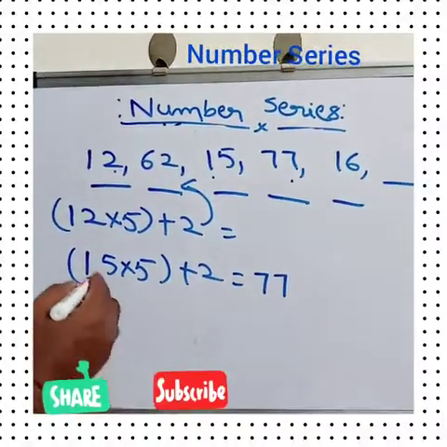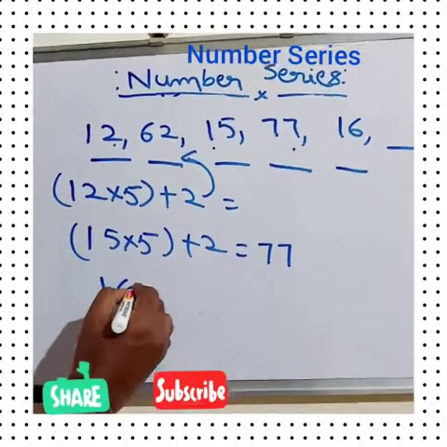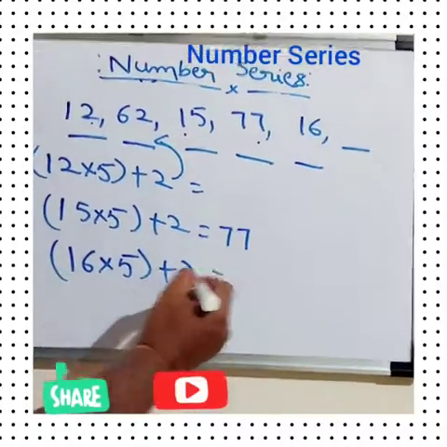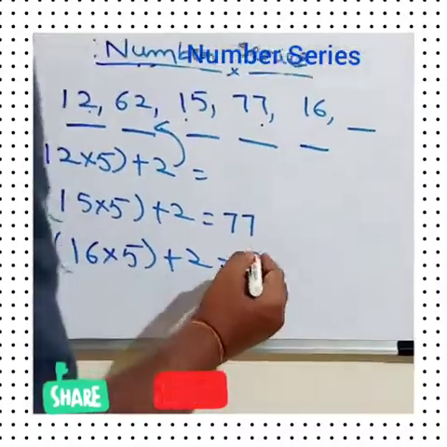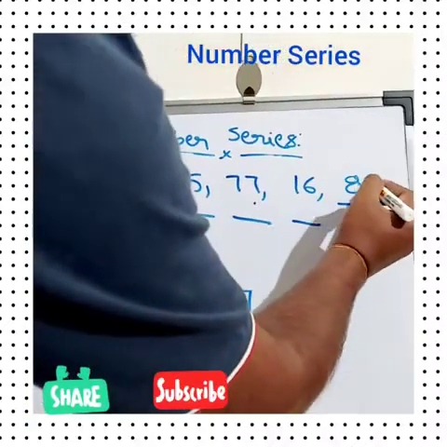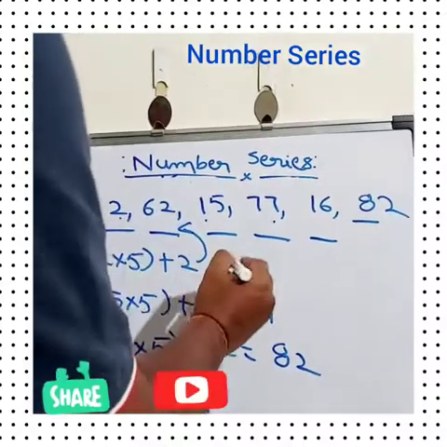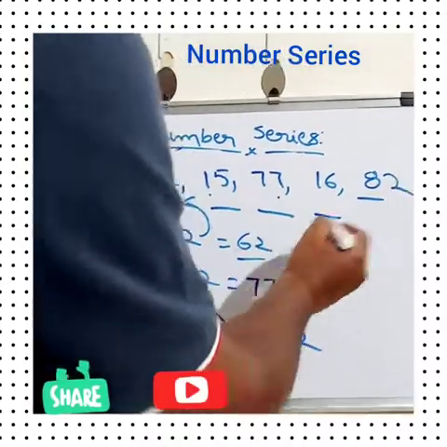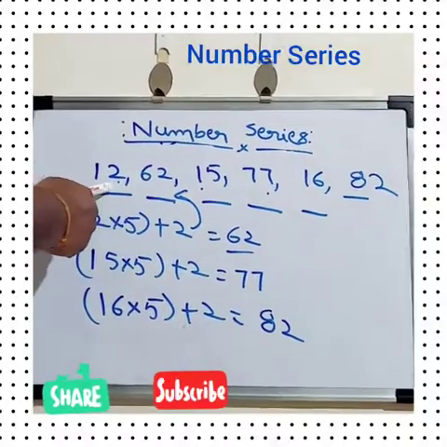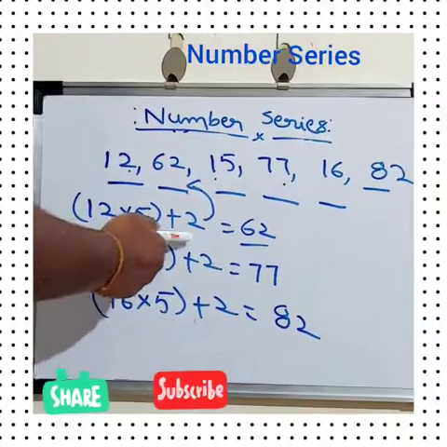Here we need to do multiplication. 16 multiplied by 5 plus 2. The value will be 80 plus 2. That is 82. So the answer is 82, because in the sequence, to get this number, the previous number is multiplied by 5 and then 2 is added.